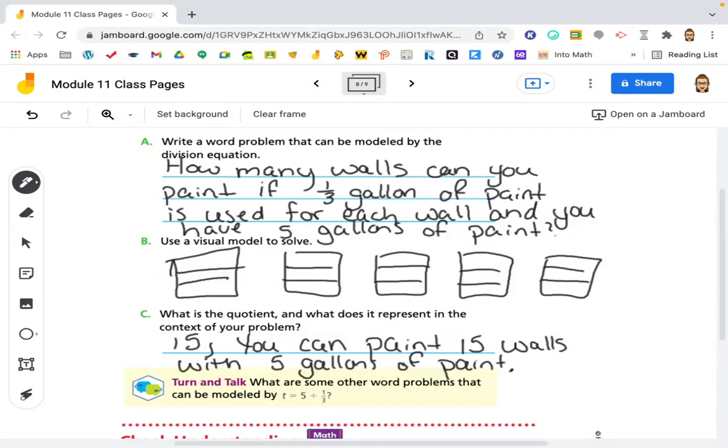And that is all for today's lesson. Hopefully you're now able to create a story context for a given equation and use a visual fraction model to represent the quotient.